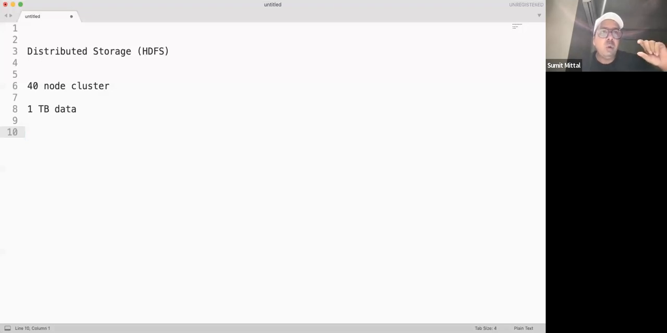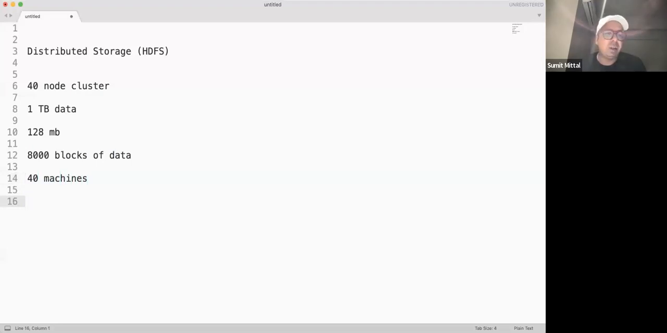So how exactly would this 1 TB be divided if we have a 1 TB file? That's where the factor called block size comes in handy. And this block size is 128 MB, right? So that means if you divide 1 TB by 128 MB, you will get 8,000 blocks of data, right? Now these 8,000 blocks would be divided across 40 machines, right? Roughly, there is no guarantee, again, the system will see as per the load and all. So roughly each machine here will get around 200 blocks, right?